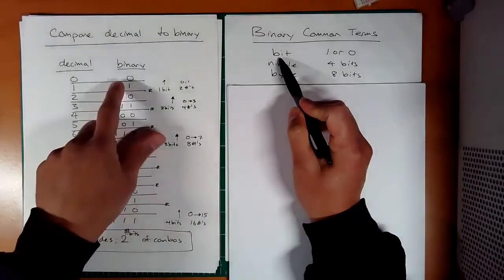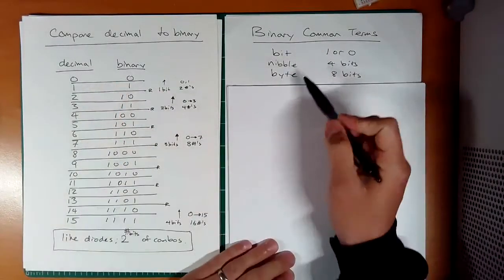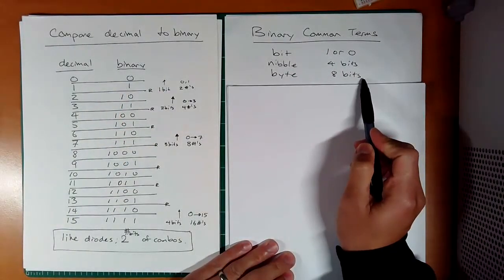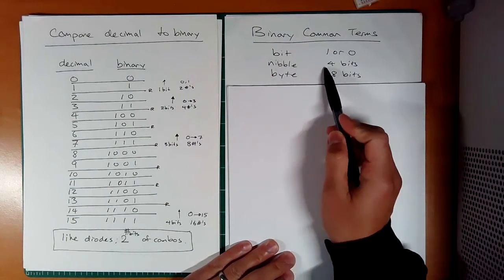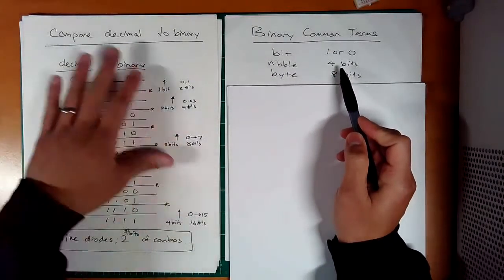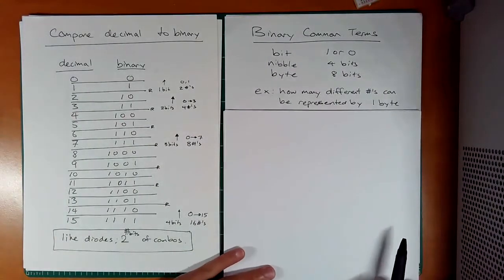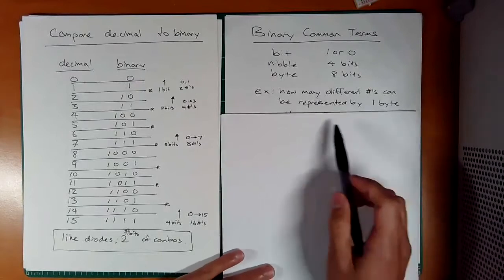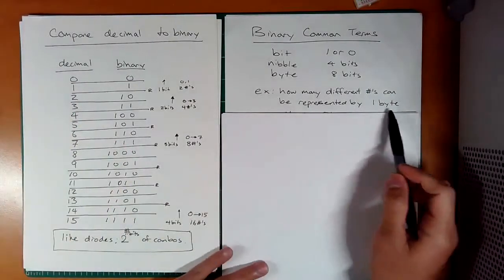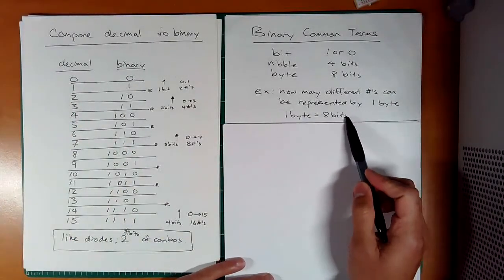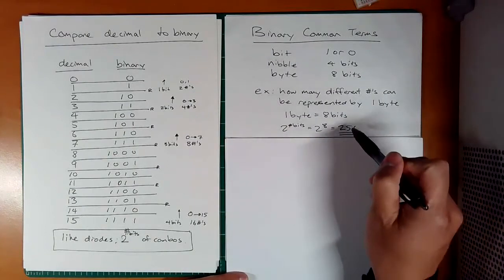So a bit, what we said is 1 or 0. A byte is 8 bits. We've seen this before. Now a nibble is actually 4 bits. So this is actually a nibble worth of data, kind of cute, okay? All right, so maybe a question: how many different numbers can be represented by 1 byte? So we have 8 bits as 1 byte, 2 to the 8, 256.